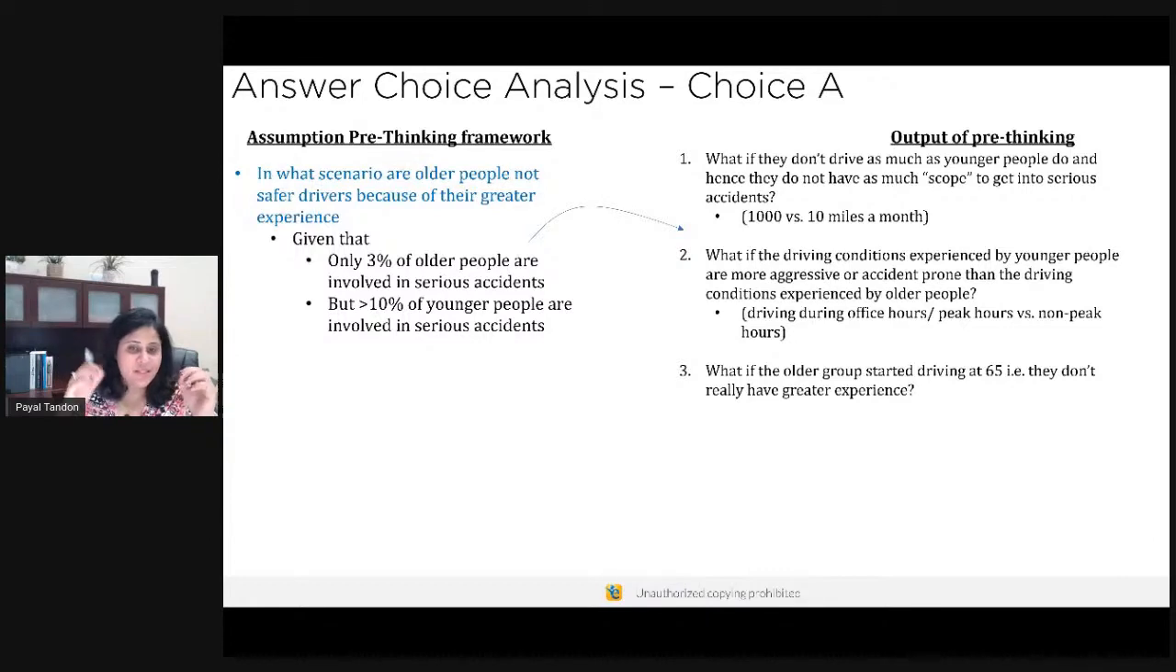The goal of pre-thinking is not to predict. Pre-thinking is not the same as prediction. Pre-thinking is just a means for you to get to the level of understanding that the author has, so that now you can take a look at the answer choices and say, oh yeah, this one is my assumption, this one is not my assumption. That's all you're doing.